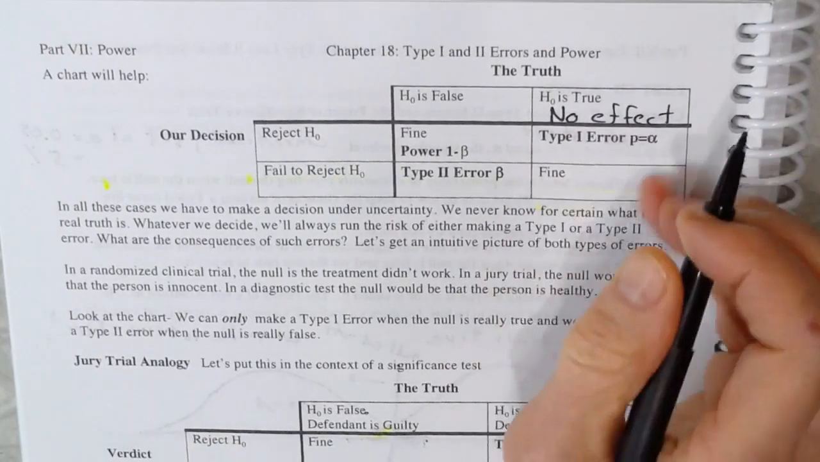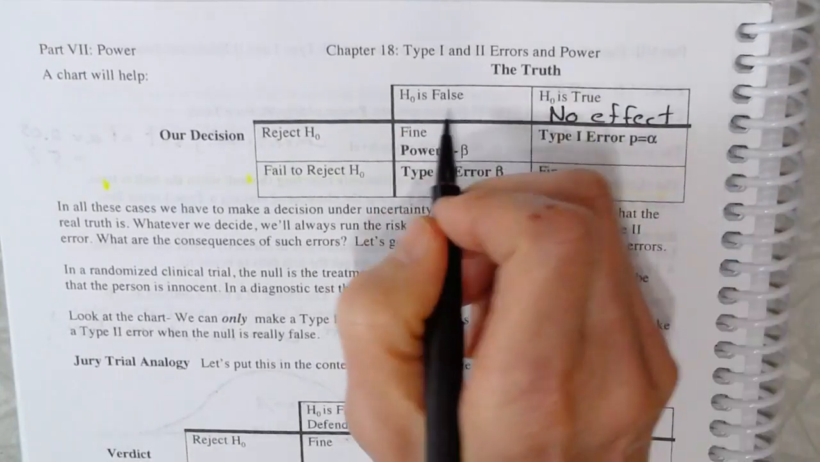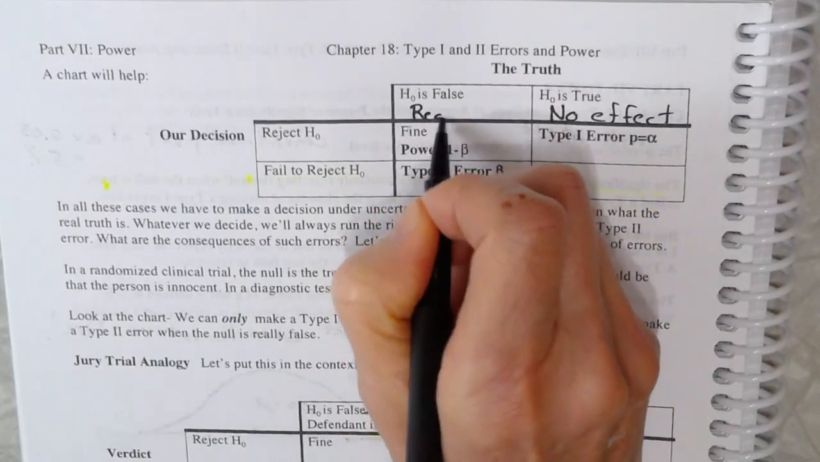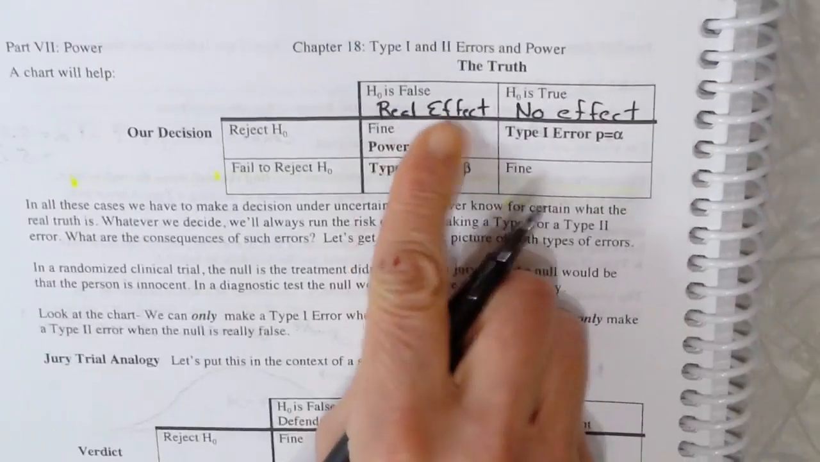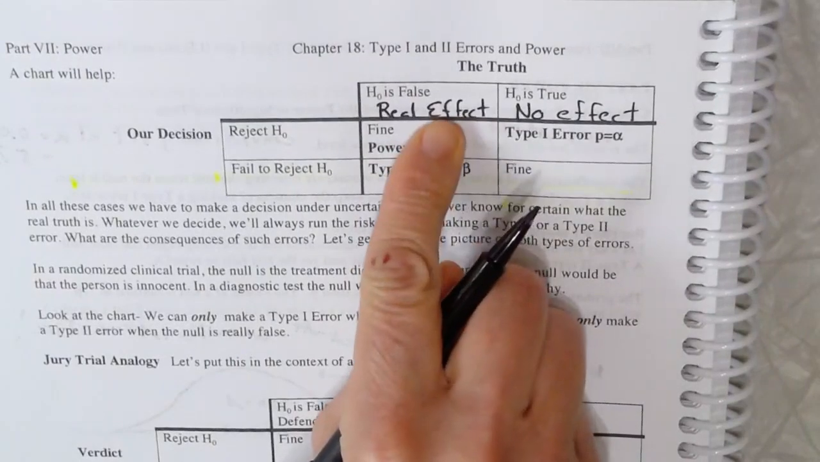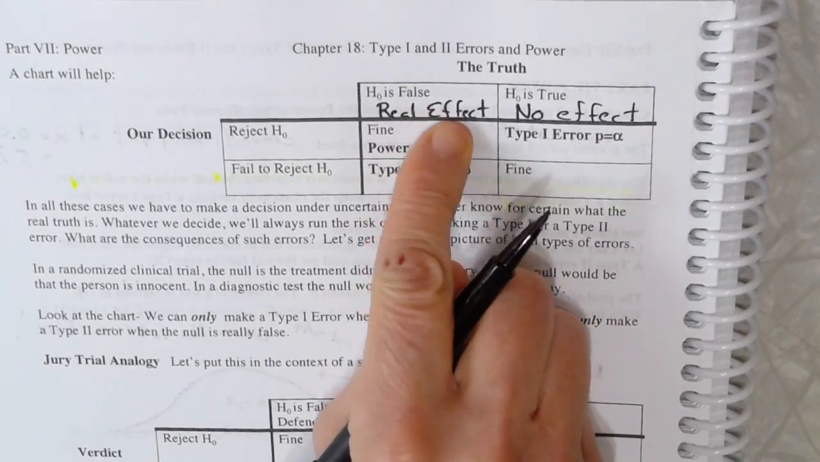The treatment didn't work, the null is true, or there is an effect. H naught is false, and there's a real effect. There's a real fire, or the treatment did work, there is a disease, there's something there to detect, and H naught is false.